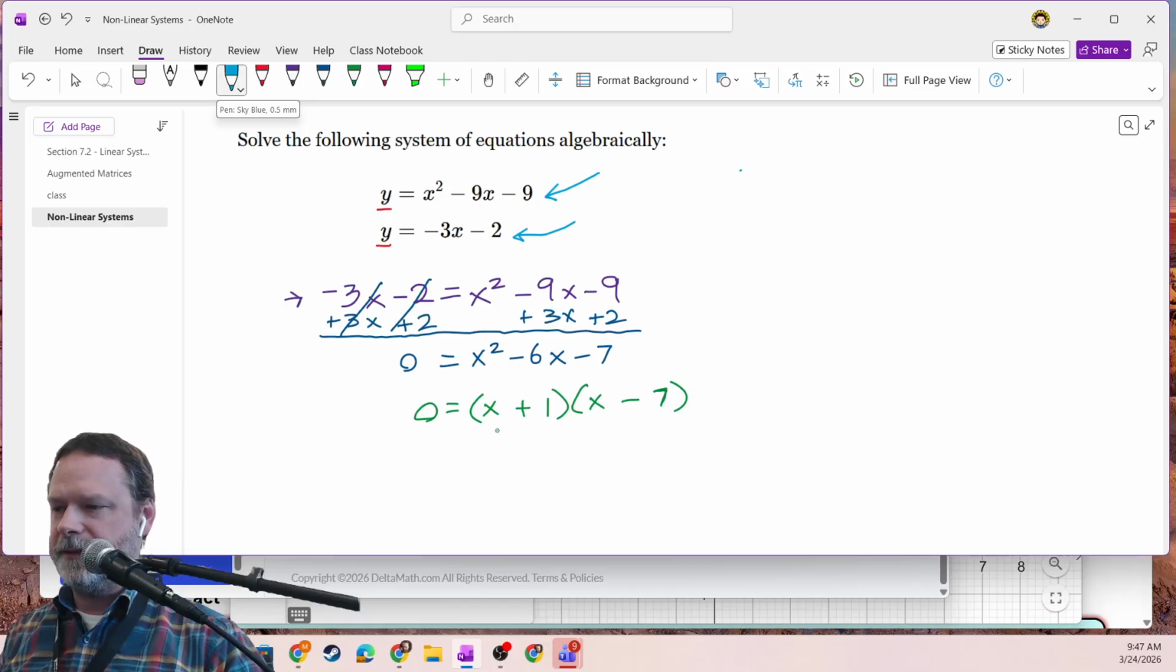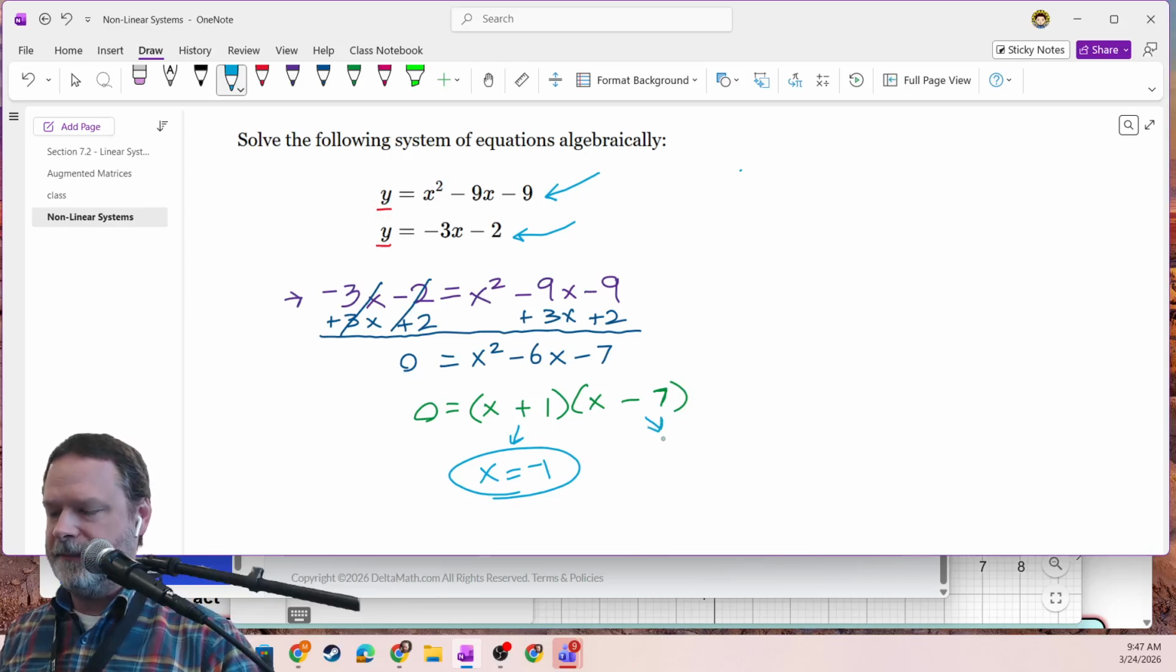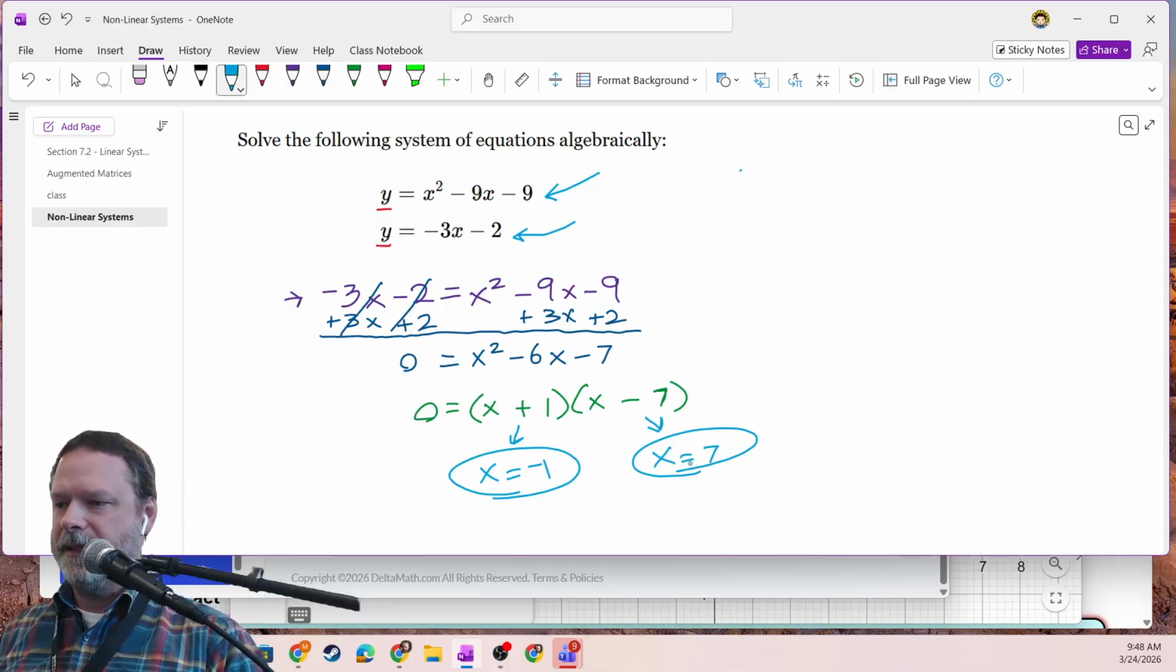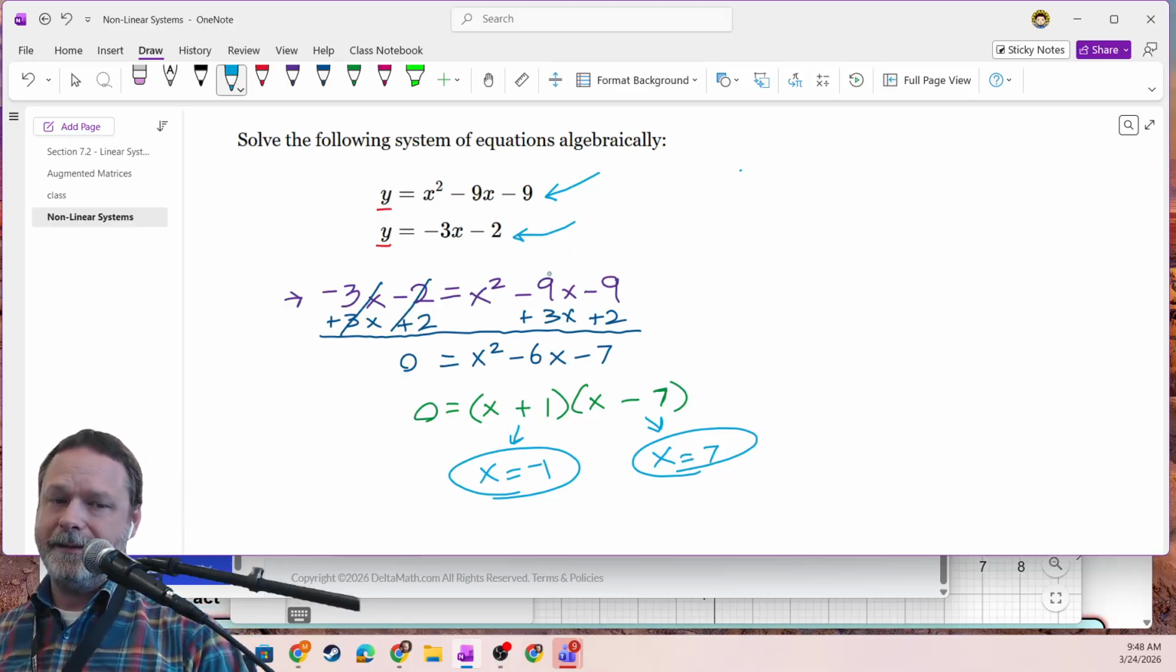Since we factored this, we know that 0 times something equals 0. So we know that setting each factor equal to 0 gives a solution. In other words, x equals negative 1 will be one solution, possibly. And over here, x equals 7. And as we've seen before, when we have a parabola and a line, they could possibly cross in 2 places. And that's what it's looking like here, because I can plug negative 1 and 7 in for x in either one of these very easily and get solutions.